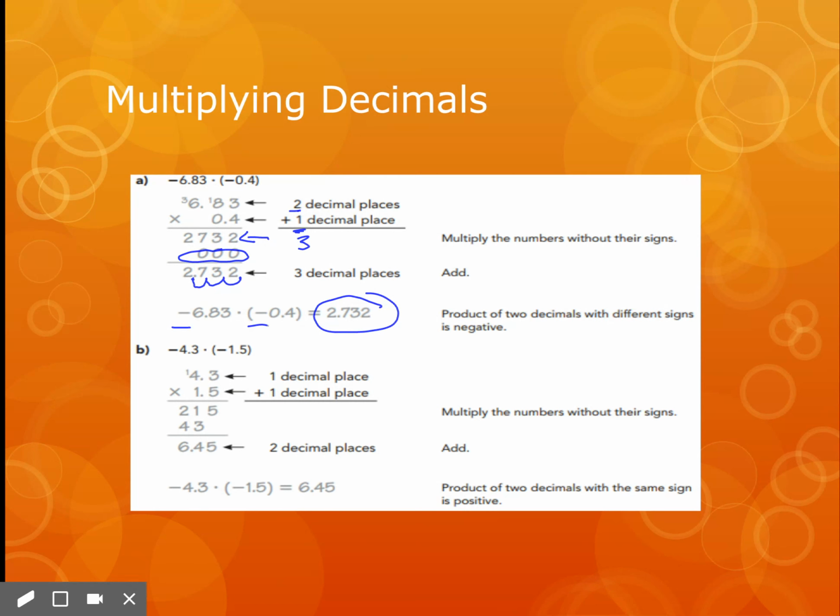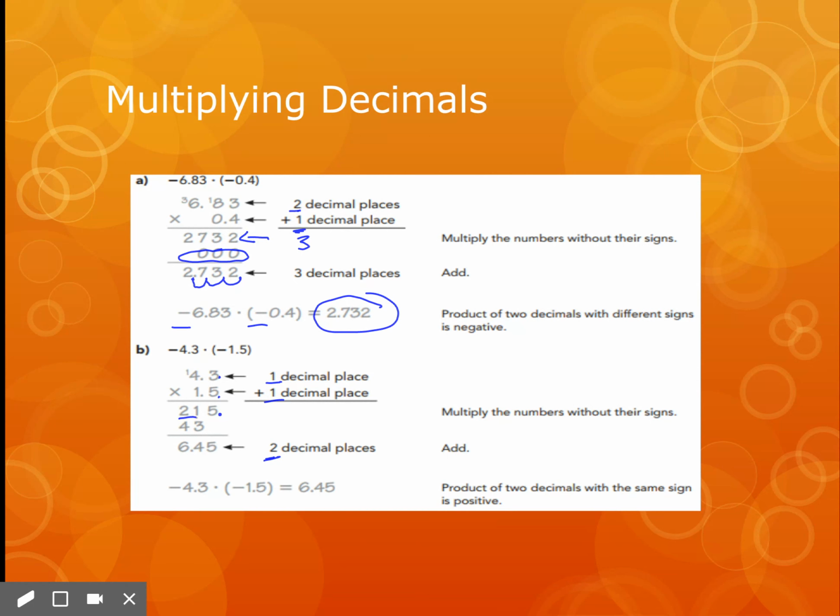So in B here, again, we also have a negative 4.3 times a negative 1.5. In 4.3, there's 1 decimal place. And in 1.5, there's 1 decimal place, which equals a total of 2 decimal places for our answer. So now we're going to go in and ignore those decimals and do 43 times 15. So 5 times 3 is 15. Right, they wrote 5 and regrouped the 1. And 5 times 4 is 20, plus 1 is this 21 here.